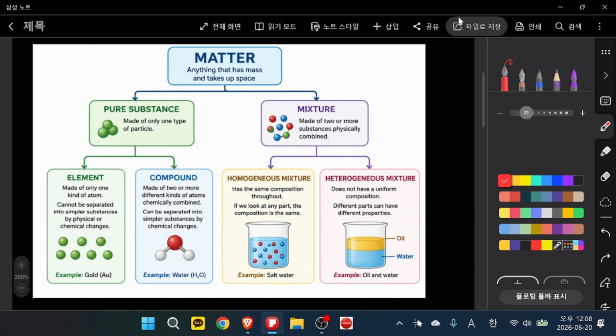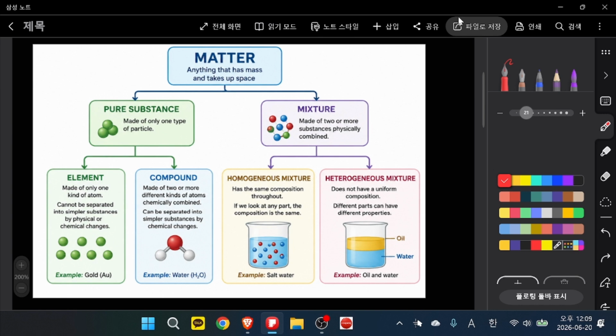Pure substances can be divided into two groups, element and compound. First, an element is a pure substance made of only one kind of atom. An element cannot be separated into simpler substances by either physical changes or chemical changes because it contains only one type of atom.